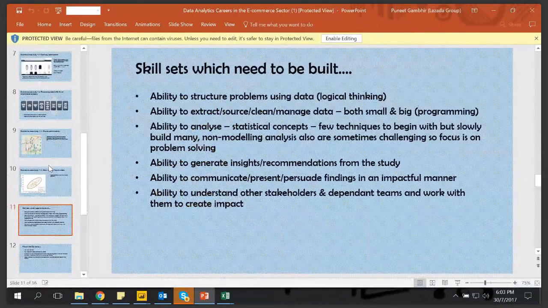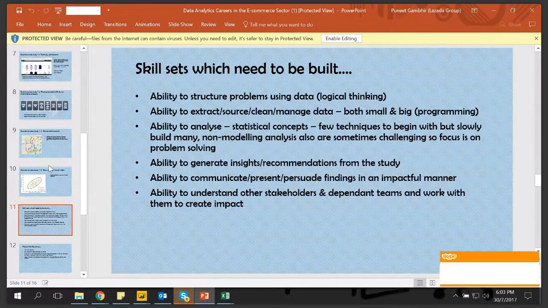I would talk about the skills which need to be built for a career in analytics. Ability to structure problems using data. So, for example, we looked at the forecasting related example. Now, though it might sound very straightforward after going through it, but how do you really structure a lot of those things?